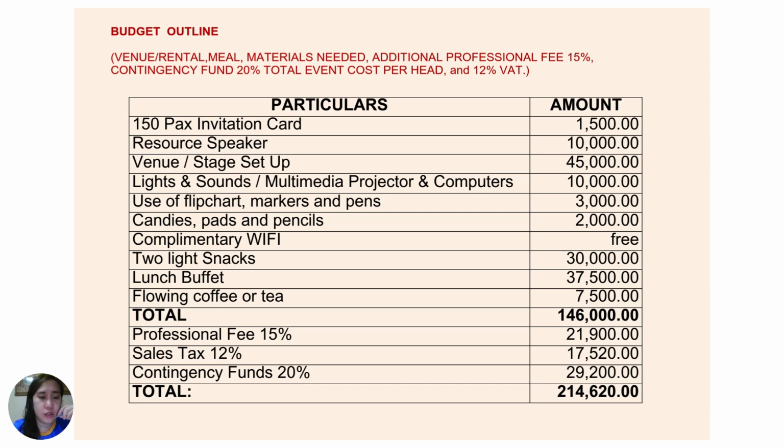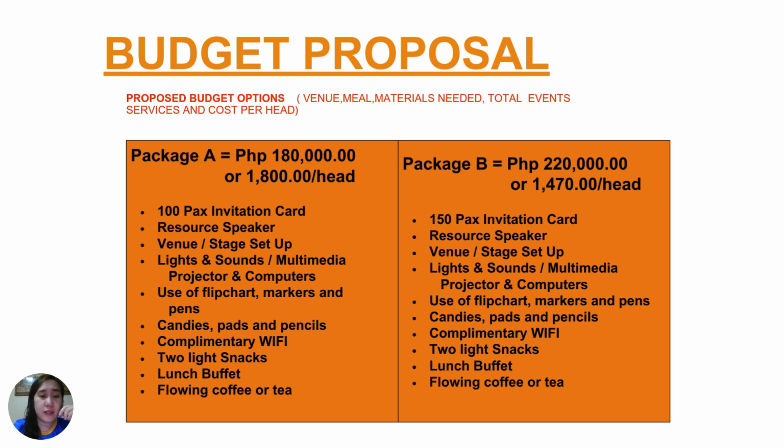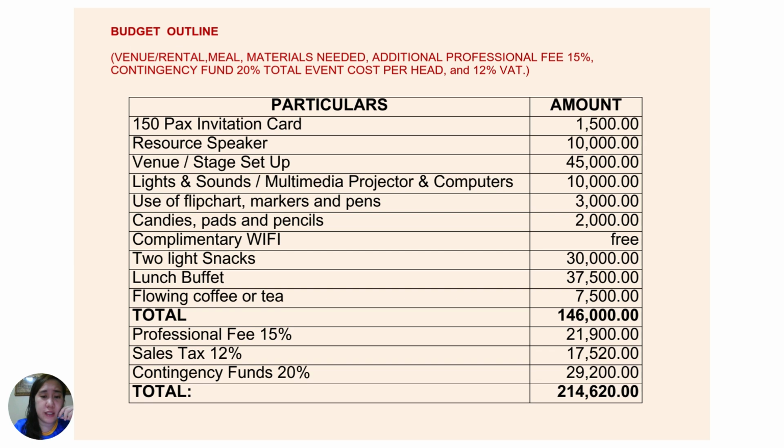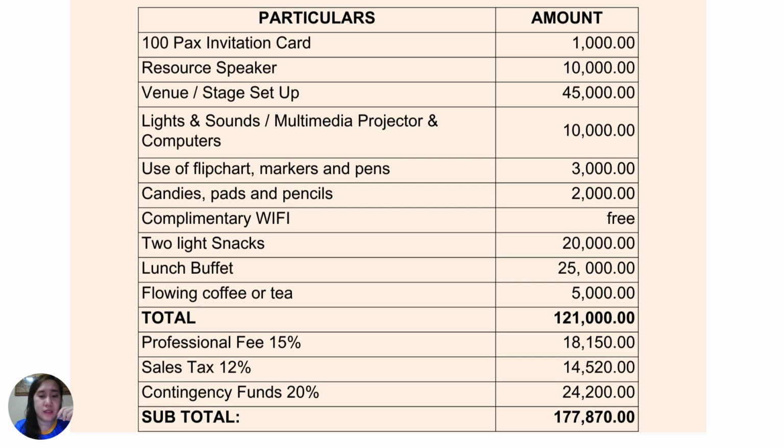Here is also another example. If you are trying to create a budget proposal for two items or two packages. This is an example, but you have to outline what the inclusions or the particulars are when you're trying to set your budget, or if you want your clients to pay this much, what are the inclusions? You have to state it there.